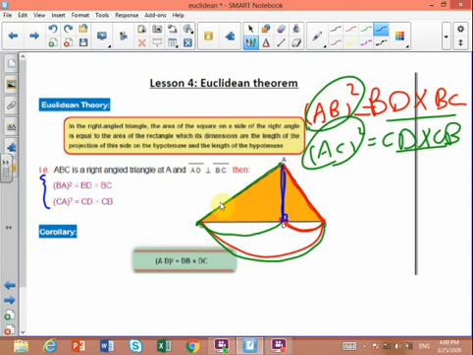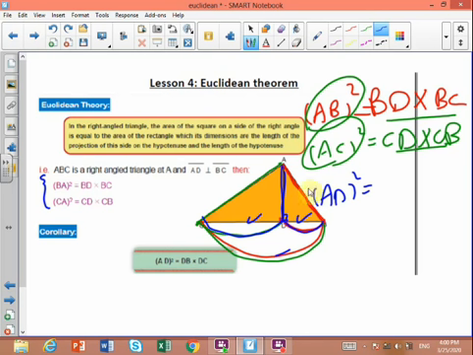Okay. If I want AD square, the length of this perpendicular, if you have AB and BD, you can get it by Pythagoras. If you have AC and CD, you can get it by Pythagoras. If you don't have that and you only have these two small parts, AD square equal to BD times BC, not all the hypotenuse.